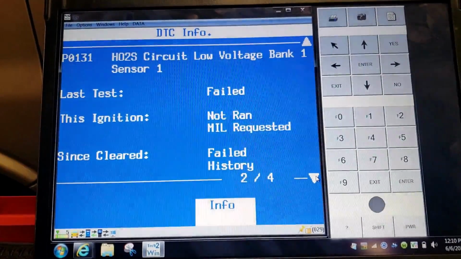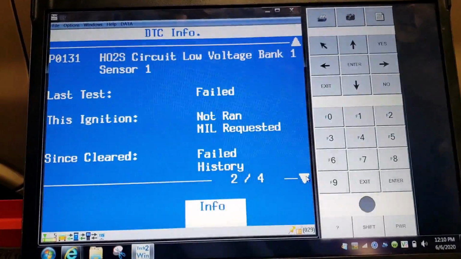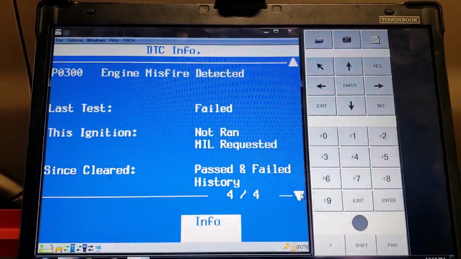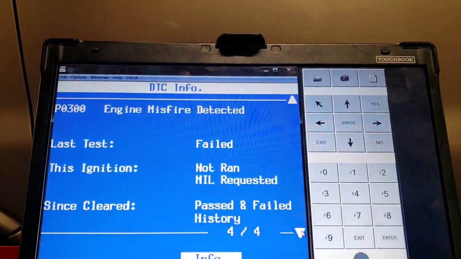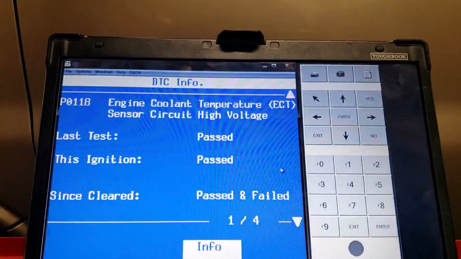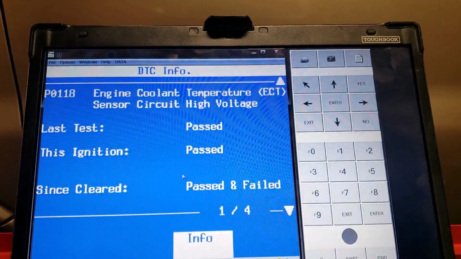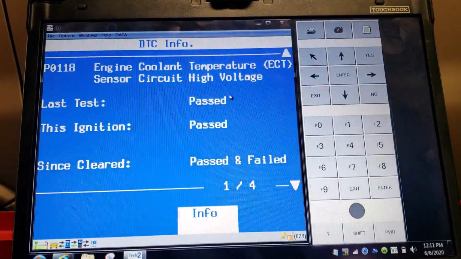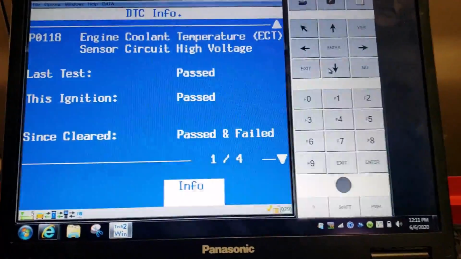Okay, so we have oxygen sensor bank 1, sensor 1 failed current. Fuel trim lean bank 1 failed current. Engine misfire detected failed current. And that first code that we saw, the ECT sensor high voltage, this was because I had the coolant temperature sensor unplugged. So we're actually good. This is not a current code. It's something that I induced.